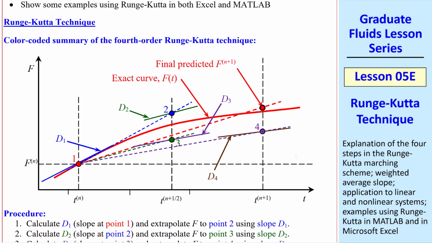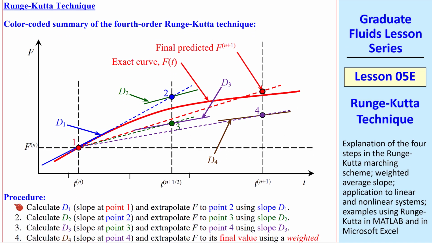Here's a summary of how the technique works. There are 4 steps. Starting at Tn with known function Fn, we calculate the slope there, call that d1, and we extrapolate to point 2 at the halfway point Tn plus a half, using that slope d1. This is our first intermediate step.